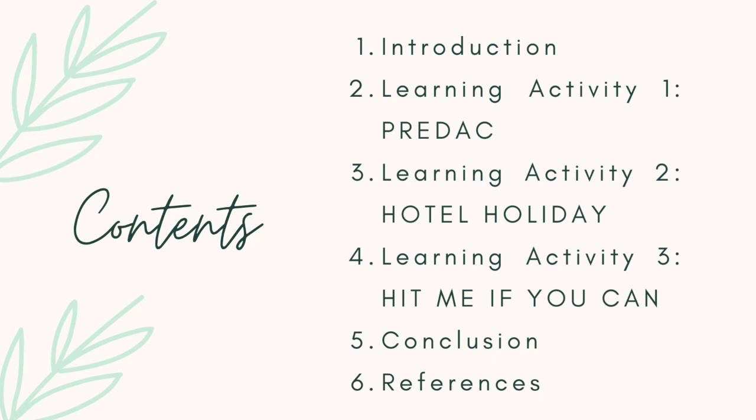In this module, there will be 6 parts. The first one is the introduction. The second one is the learning activity 1 called Predict. The third one is the learning activity 2 called Hotel Holiday. The fourth one is the learning activity 3 called Hit Me If You Can. And the fifth part is the conclusion. And lastly is the references.